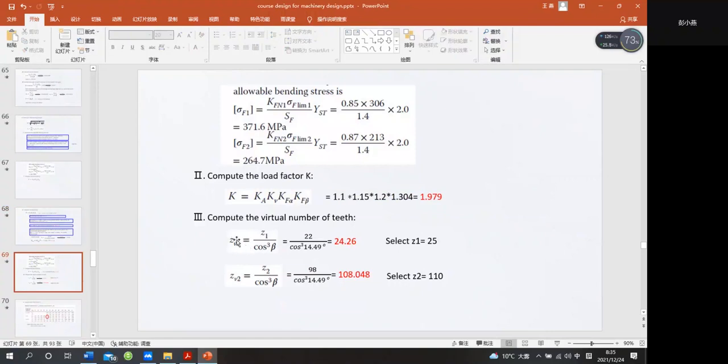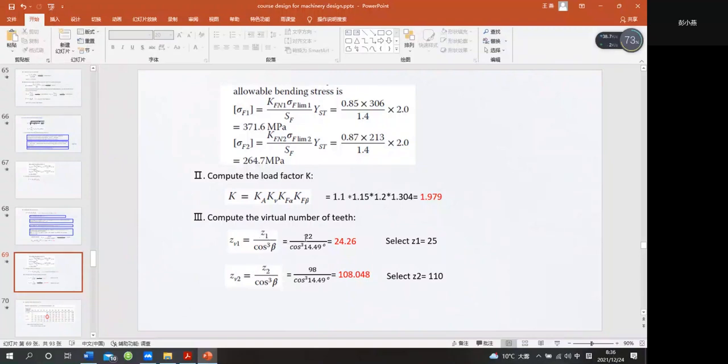And then we should check the number of teeth. Before design, we have selected the number of teeth. Do you remember? We have selected Z1 as 22 and Z2 as 98. This is the selected one. We use this selected value to calculate the minimal diameter D1. And then when we do the check, use bending stress, and we should compute the virtual number of teeth. Use this formula to check.